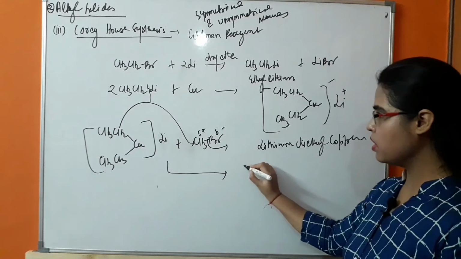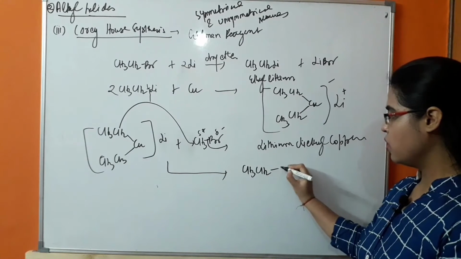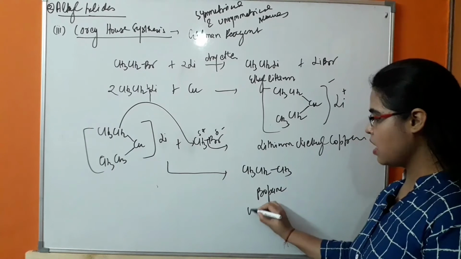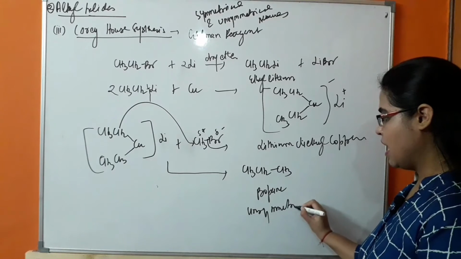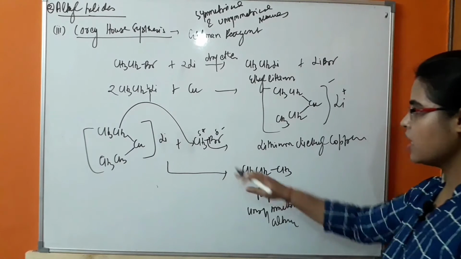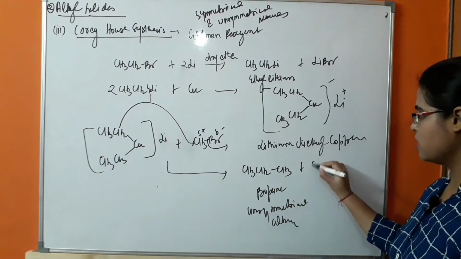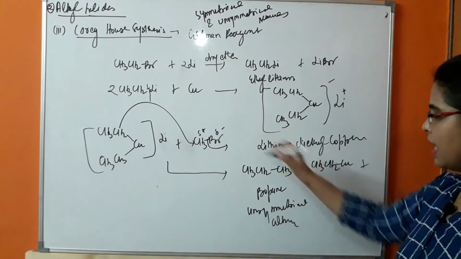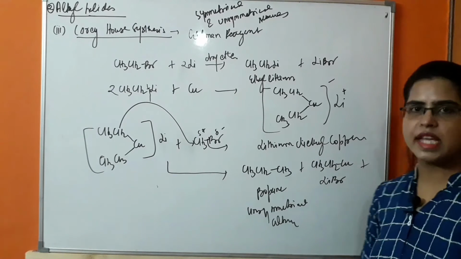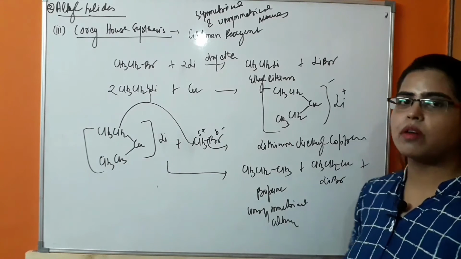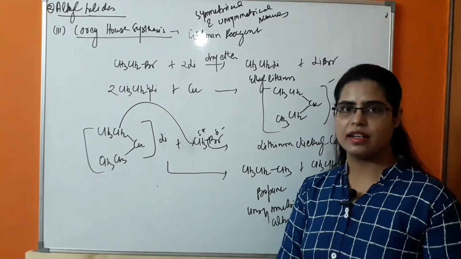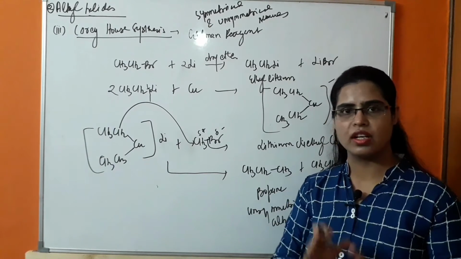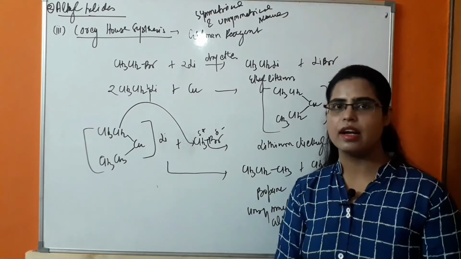So what will be the next step? CH3CH2CH3 formation takes place, that is propane, and this is an unsymmetrical alkane. Okay, and the byproduct which will be formed is CH3CH2Cu, that is ethyl copper, and LiBr. Okay, so this method is suitable for preparation of both symmetrical and unsymmetrical alkanes, whereas the Wurtz reaction is only used for the commercial preparation of symmetrical alkanes.